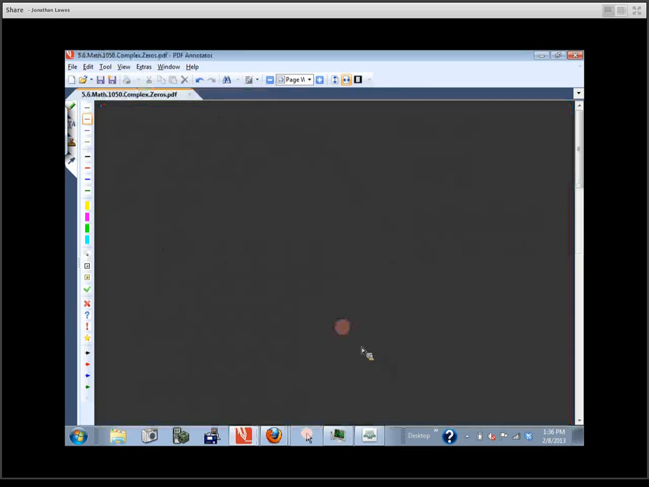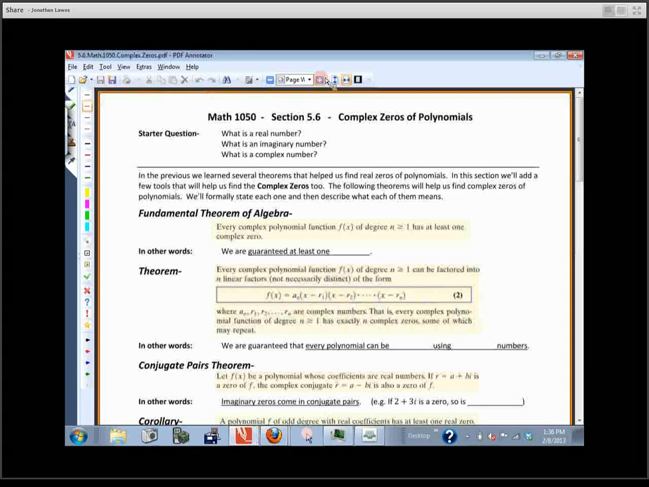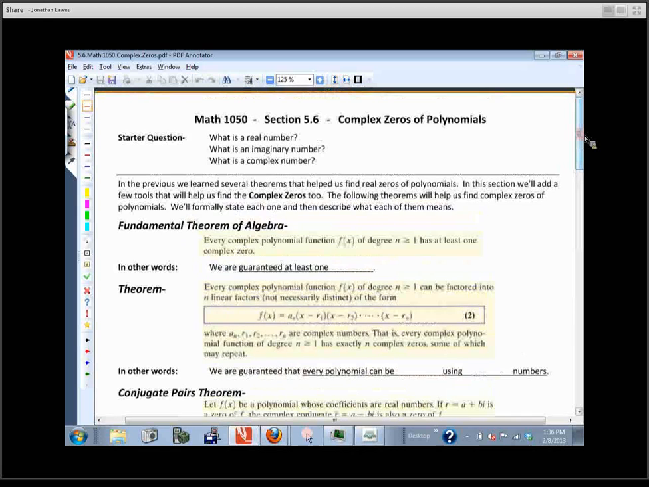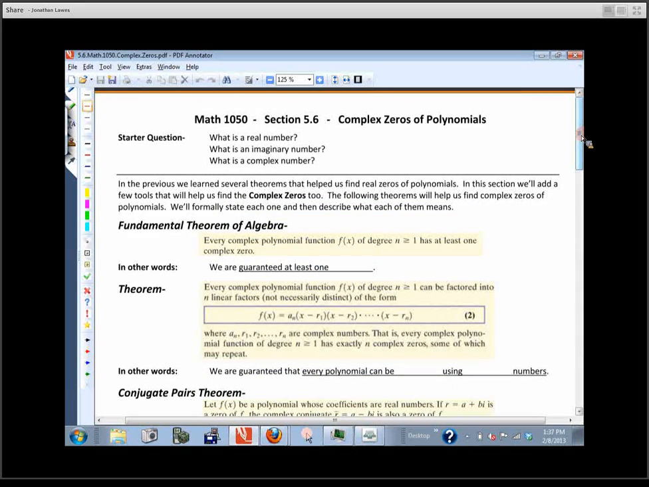And let's take a look at 5.6. So this is the next section. We've got a few starter questions here. Just like last time, we talked about what the word rational means, and then we talked about what integers are. By the way, you certainly don't want to forget those. You need to know what a rational number is, how to describe it. And you need to know what an integer is, how to describe it.